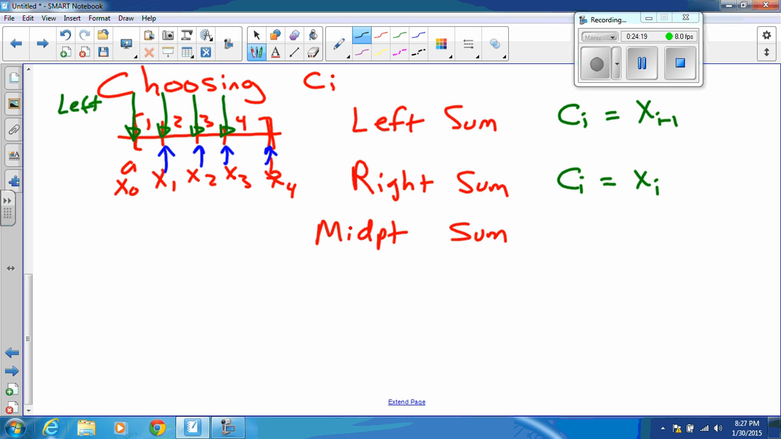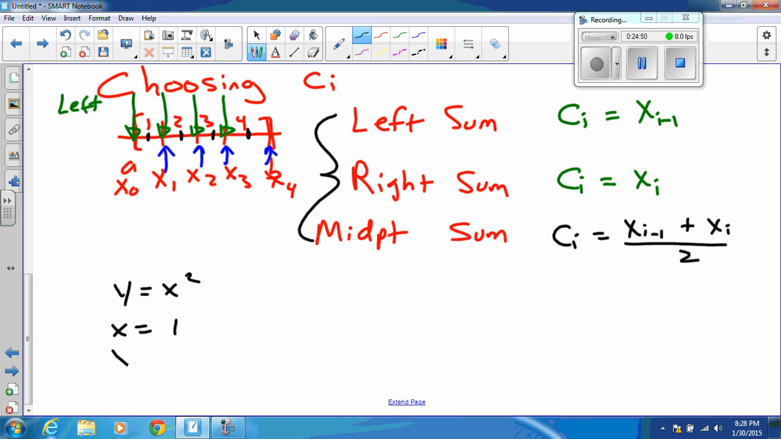The third common choice that you need to be able to do is called a midpoint sum. And for the midpoint sum, we're not going to choose the right, we're not going to choose the left, we're going to choose the exact middle of each subinterval, so that c sub i is equal to the average of x sub i and x sub i minus 1, just like that.